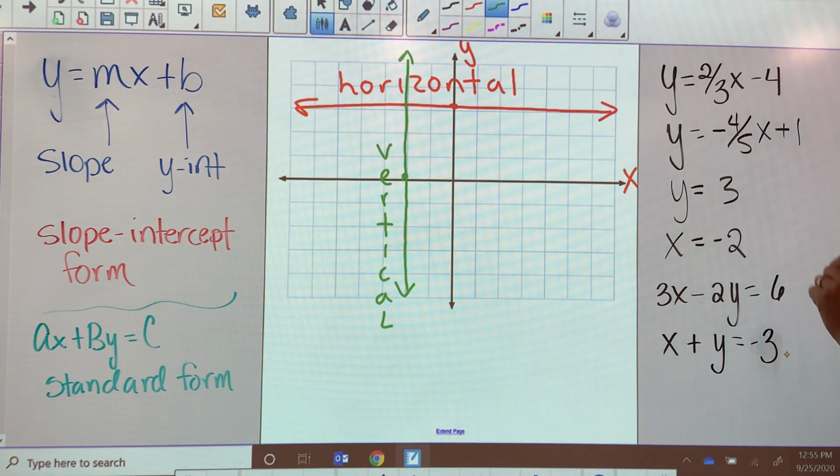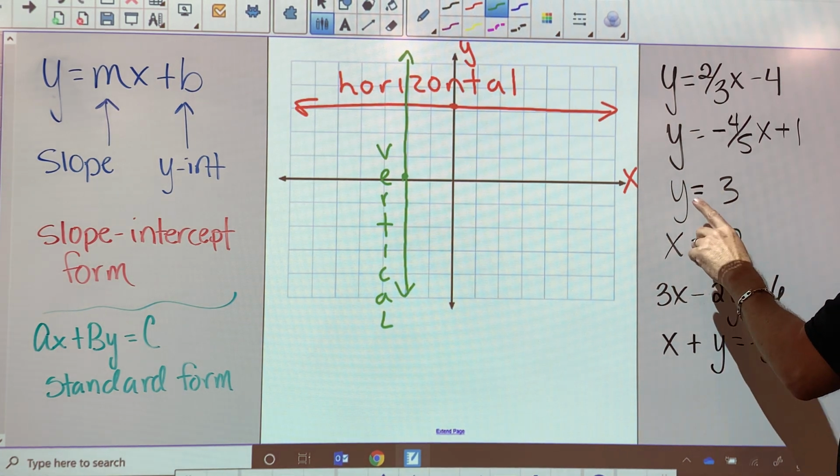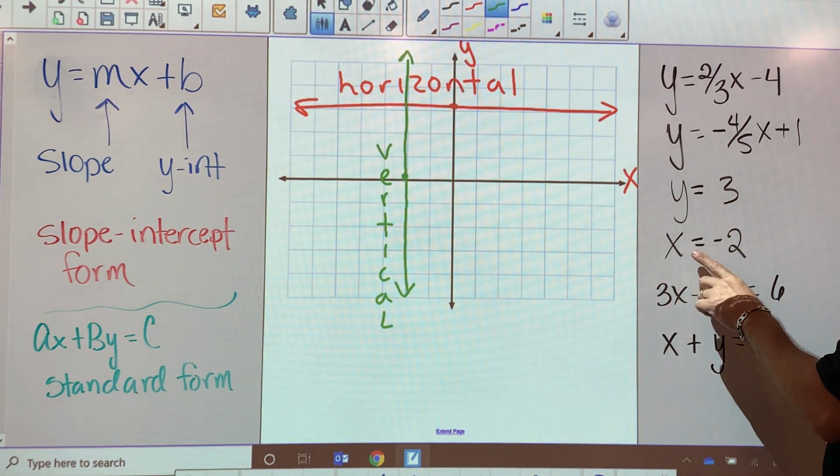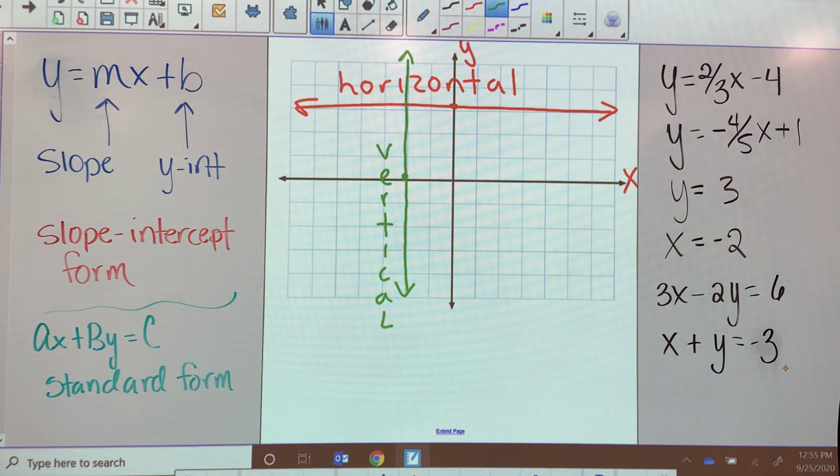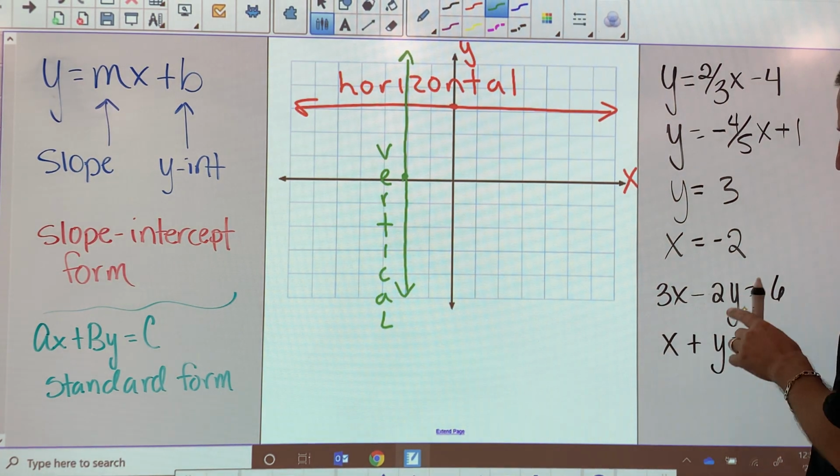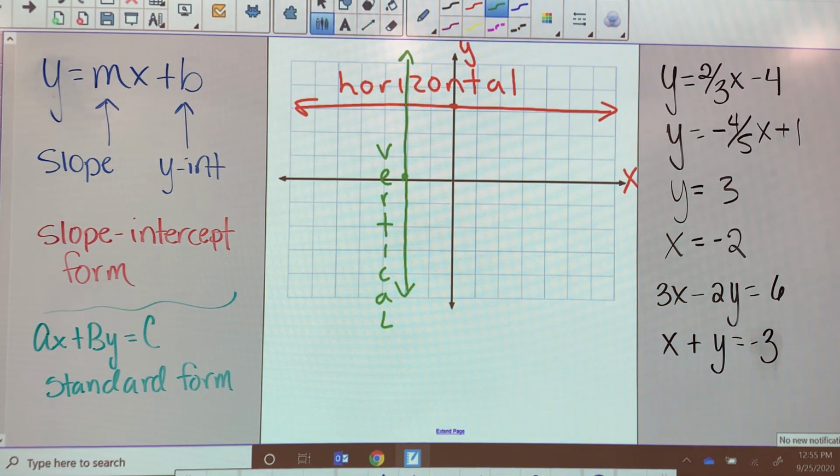However, when I get to this one, I only have one variable, which means it's only going to cross one axis. In this case, it's the y-axis. On the fourth example, it only had one variable, and that was the x, meaning it only crosses the x-axis. All right, so for our last two examples, you can see they both have x and y, which means they're going to cross both axes.